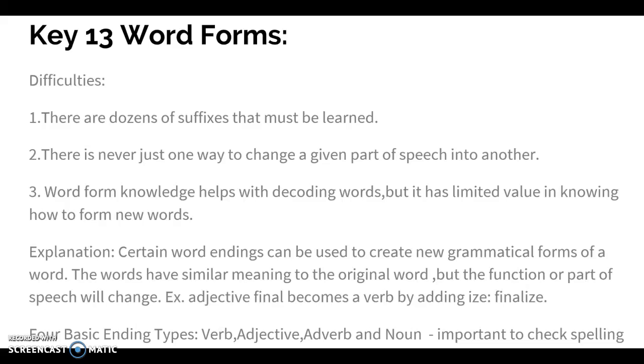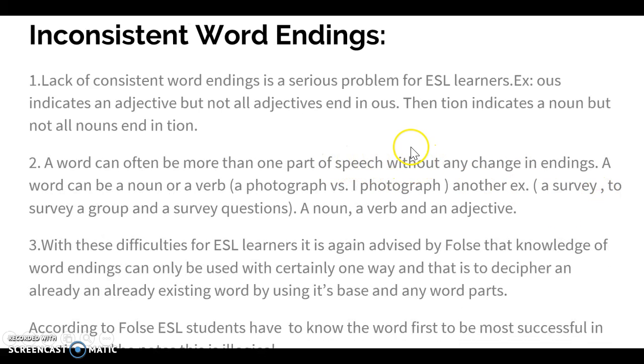For example, there are 4 basic ending types for verbs, adjectives, adverbs, and nouns. It's always important to check the spelling of the word and make sure that the ELL understands that the English language is very complex. This leads into the inconsistency with word endings. When there's a lack of consistent word endings, there becomes a serious problem. OUS, for example, is very confusing.